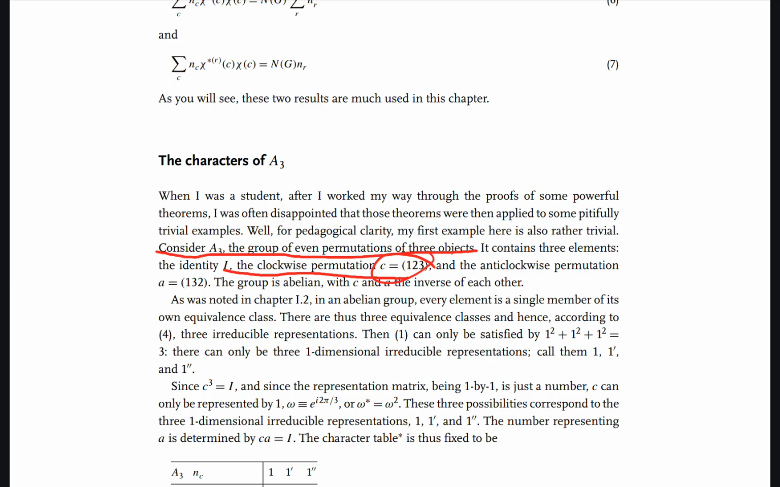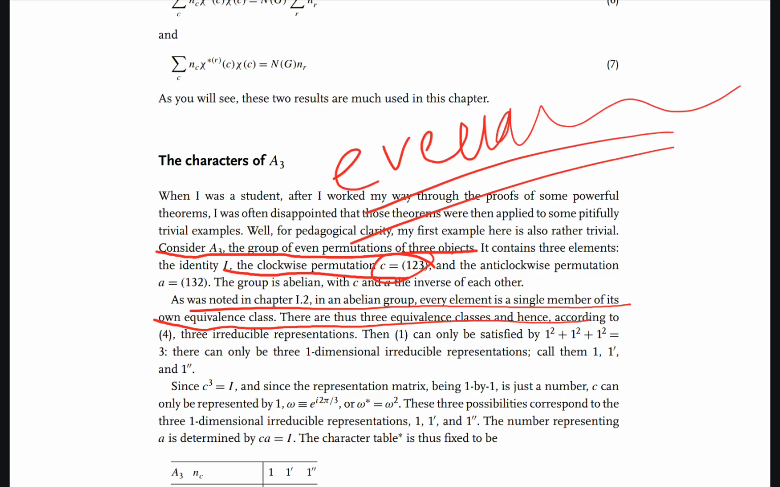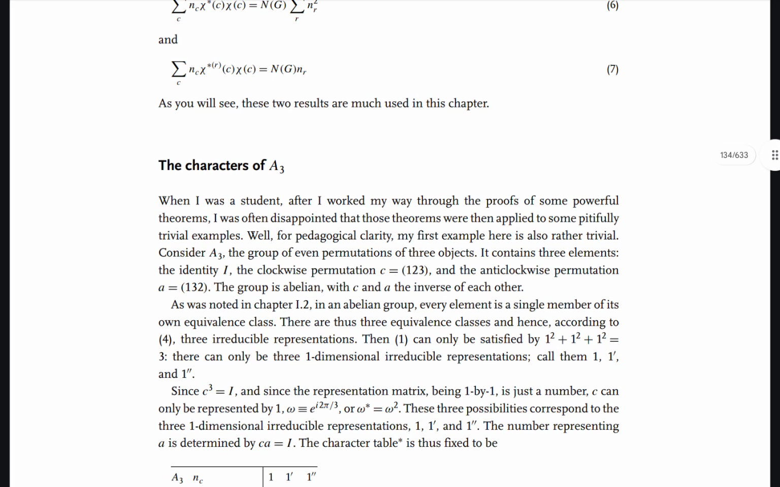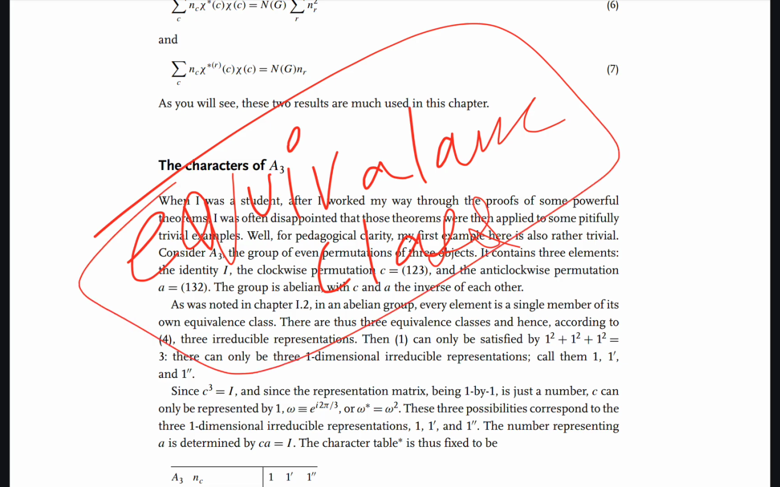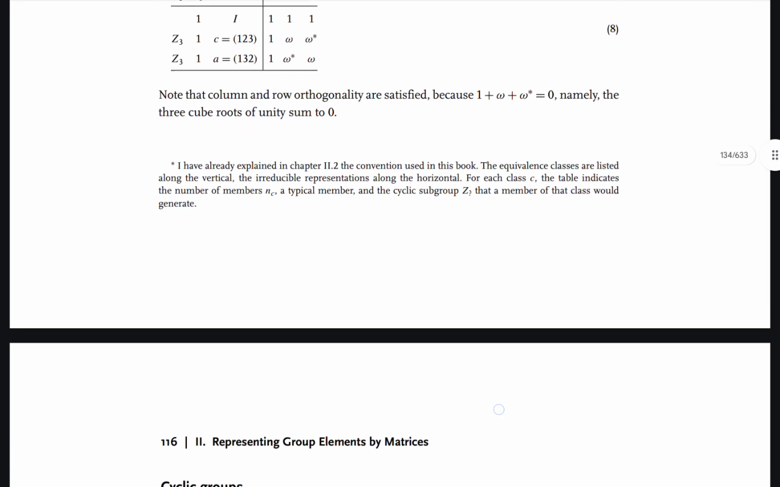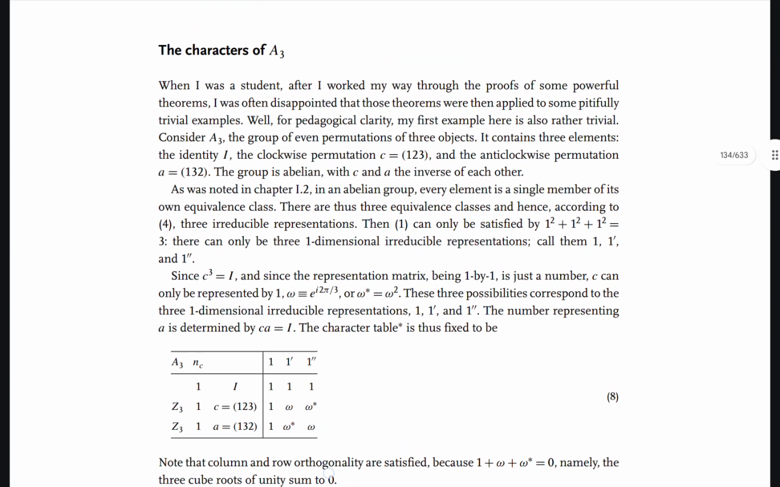The group is abelian, as was noted in the chapter. An abelian element is the single member of its own equivalence class. I have to know about equivalence classes before I can do this. Maybe some other day. I can't do it today, so I don't know what exactly an equivalence class is. If I knew this, I could have talked about it, but I don't, so I can't. Sorry, I'm a noob.